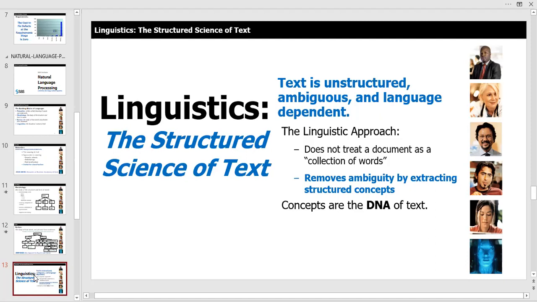Text is unstructured, ambiguous, and language dependent. The linguistic approach does not treat a document as a collection of words. What it does is try to eliminate ambiguity by extracting structured concepts. Concepts are the DNA of text. So the idea behind linguistics is that the machines are looking for concepts and then pulling those out and building on that information.